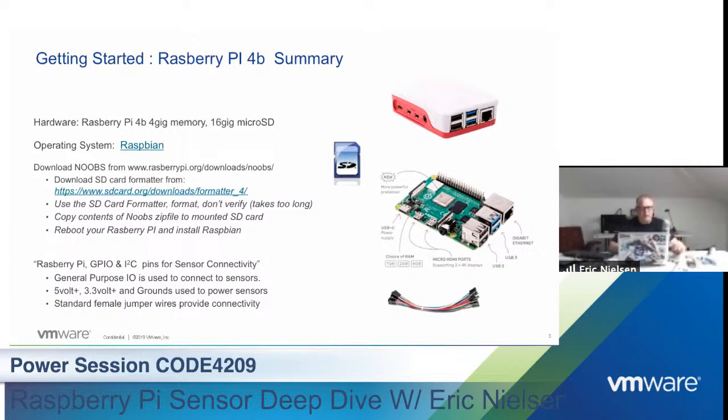Now, when you're doing Raspberry Pi stuff, you're going to want to have jumper wires because we have little header pins that you can connect sensors to that we'll be talking about today. You can get your jumper wires.